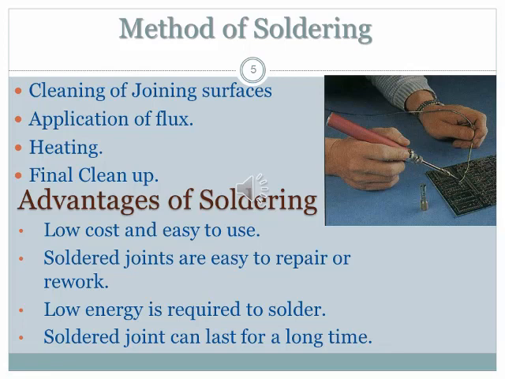Methods of soldering: first and foremost we have to clean the surface on which we have to do the soldering. There should not be any particles, there should not be any oily surfaces. The surface should be free from oil, grease, etc. After that we apply flux. So flux is applied on the surface, then it is heated, and once heating is done, then it is the final cleanup process.